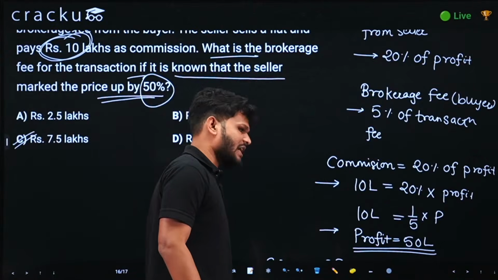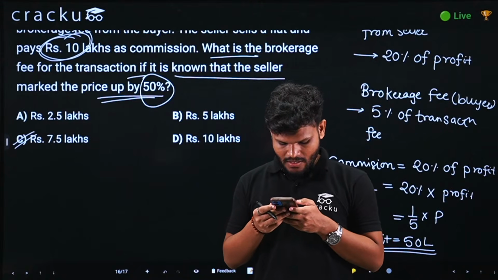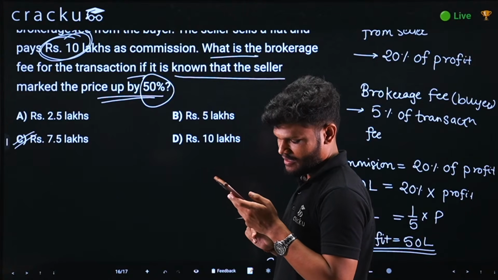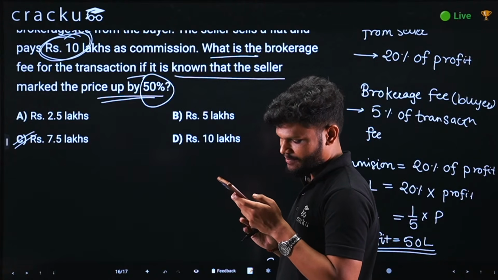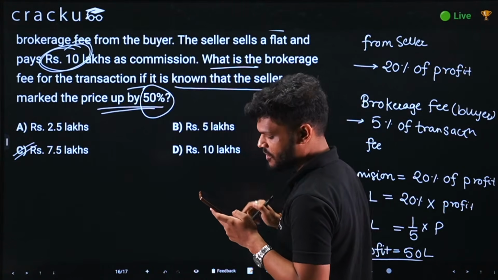Let me see in the chat box who has given the correct answer. Yash has given the correct answer, which is option number C. Okay, Diya, Sahana and Priya, A and B are not the answers. Okay, answer is option number C.